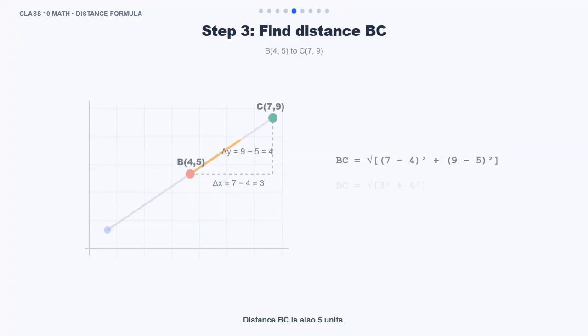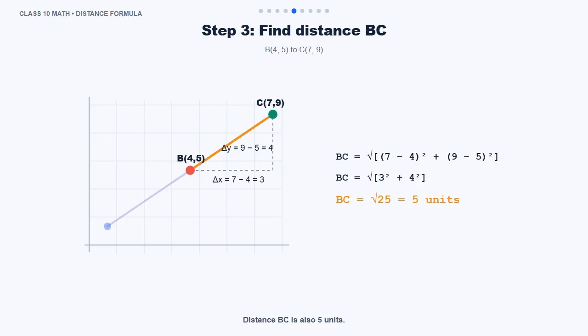Next find BC. You see C (7, 9) and B (4, 5). The x difference is 7 minus 4, which is 3, and the y difference is 9 minus 5, which is 4. Therefore BC equals the square root of 3 squared plus 4 squared, which is 5 units.